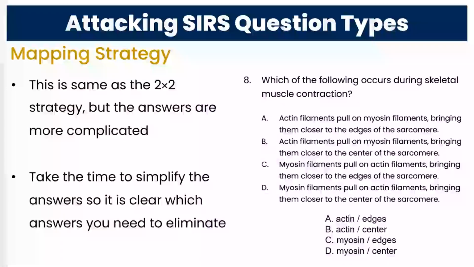So anticipate this and do what I call mapping. In the first statement, it's got actin pulls on myosin, myosin pulls on actin, and so on. So I just mapped it on my scratch board and said, actin is pulling myosin. I just jotted that down so I could keep the answer straight. And then the second part is closer to the edge, closer to the center, closer to the edge, closer to the center. So now I've got this mapped out on my scratch board. I'm less likely to misinterpret, reading those answers over and over again. So now we can attack this like we do any 2x2 and just say, okay, is actin pulling or is myosin pulling in a skeletal muscle contraction? What does the pulling, actin or myosin?